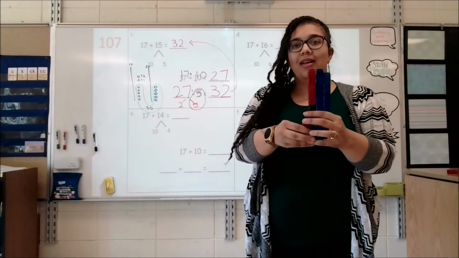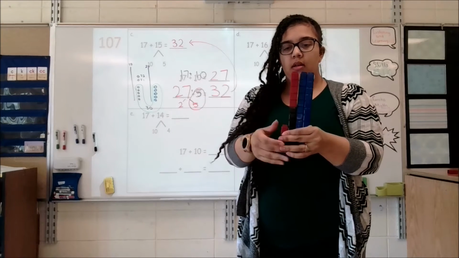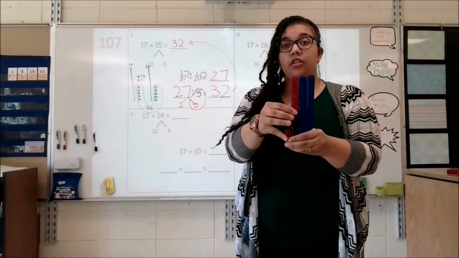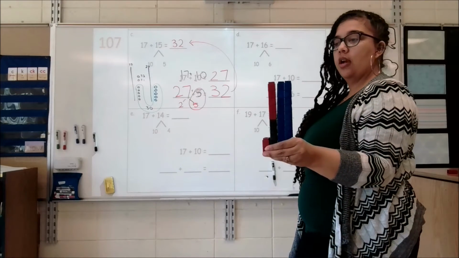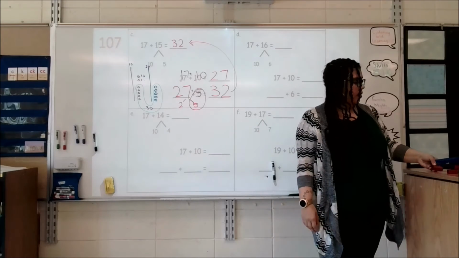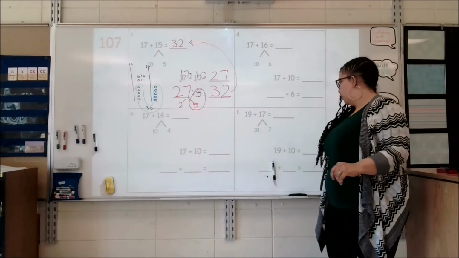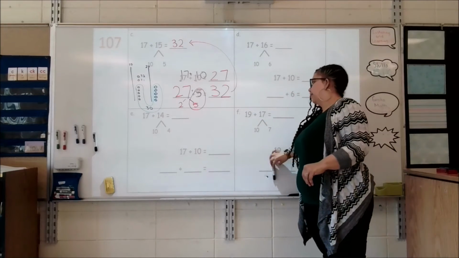Make a group of 10. It's exactly what we did with our picture and with the numbers. Did the same thing over and over again. Now let's do another one.